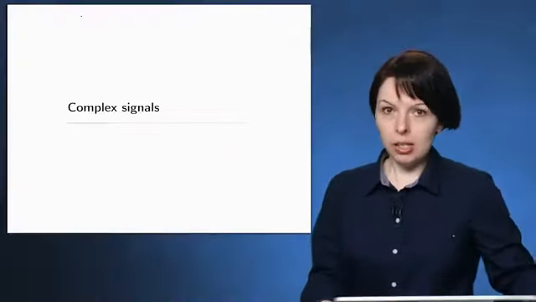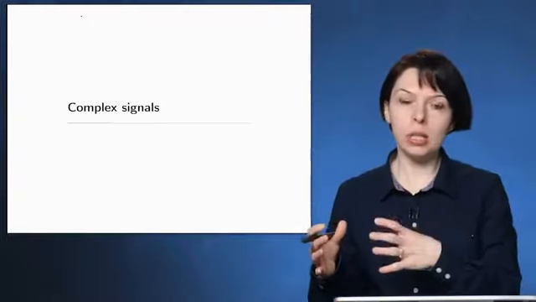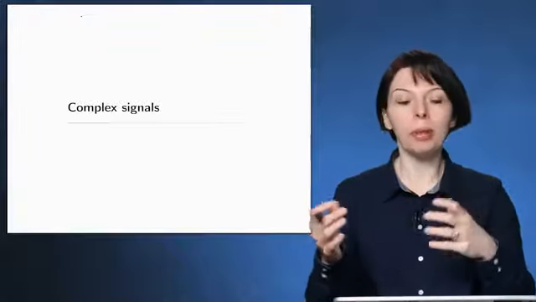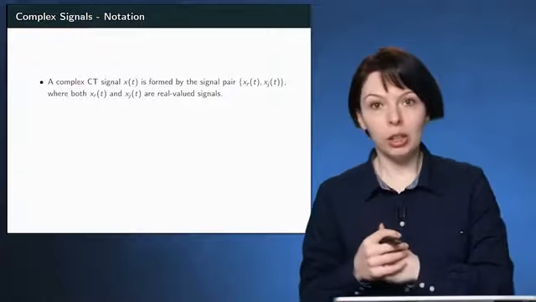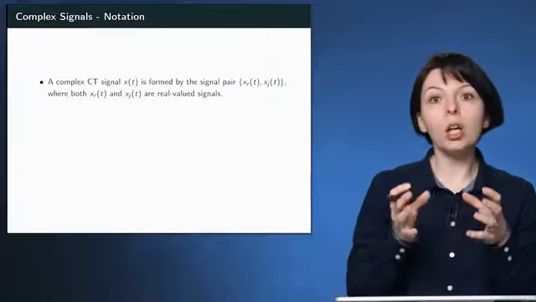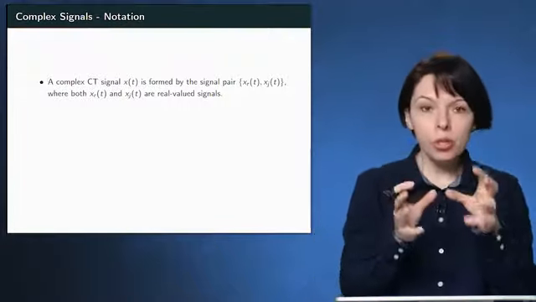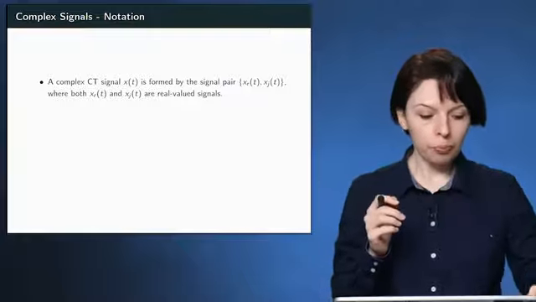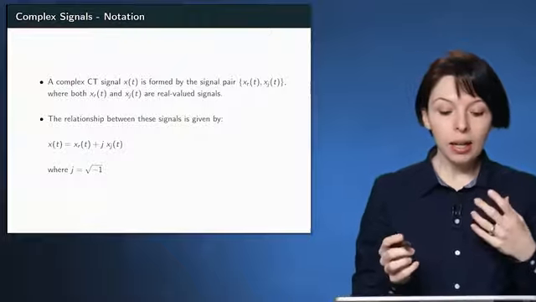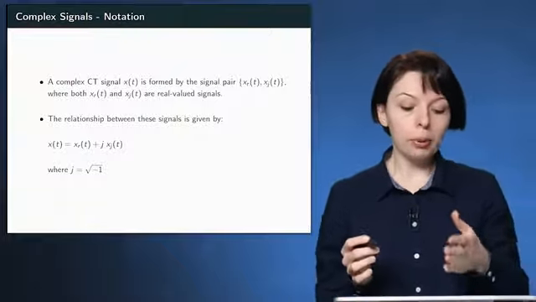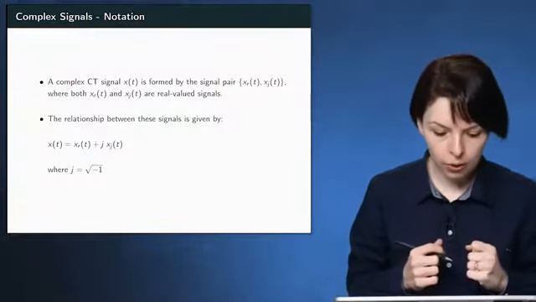All right. So the signals that we are going to use in ECE 101 are in general complex valued signals. So the value of these signals can be a complex number. A complex continuous time signal x of t is formed by the signal pair of x_r of t and x_j of t. Both of them are real valued signals. So the relationship between these three signals can be given as x of t is x_r of t plus j times x_j of t. In this expression, j is square root of -1.